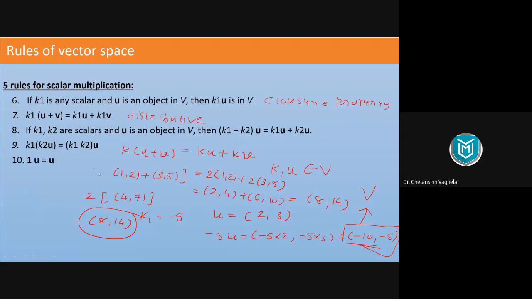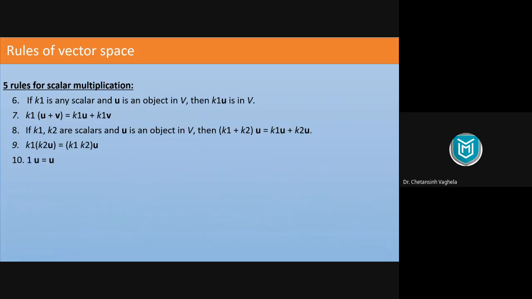So this is our rule number 7 for vector space. Similarly, what is rule number 8? Rule number 8 states that if you take k1 plus k2 times u, if you have addition of two scalars k1 plus k2, and if that addition is multiplied with object u, then you can also write it like this: k1 times u plus k2 times u. That means you can give this object u separately with both these scalars, k1 into u plus k2 into u, right?